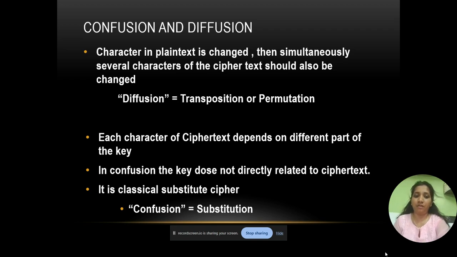So confusion basically obscures the relationship between cipher text and key. It is achieved using the substitution process. Diffusion basically spreads plain text statistics through the cipher text. It is achieved through transposition or permutation. Together, they create strong encryption by making patterns hard to detect and keys difficult to guess.